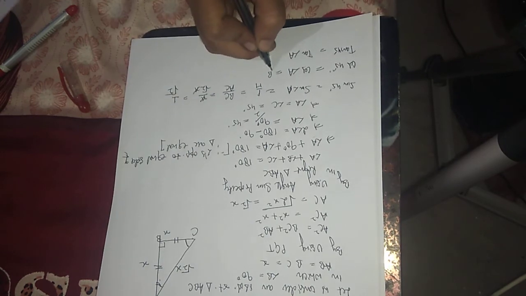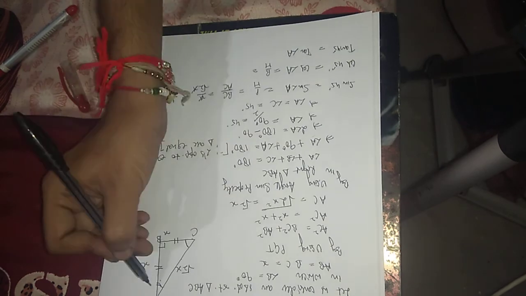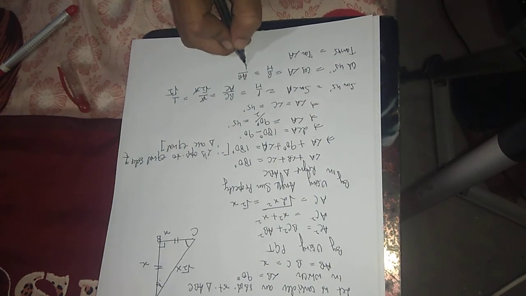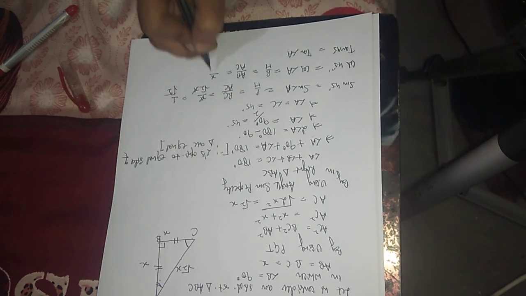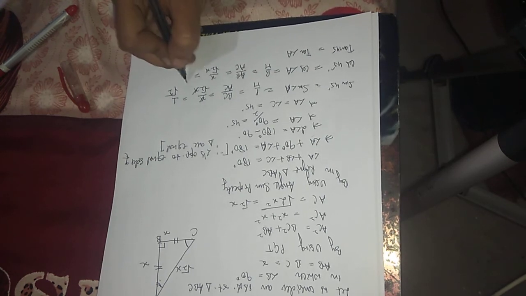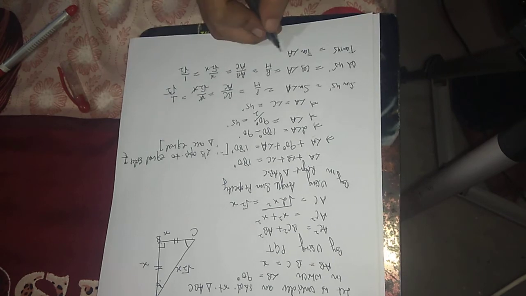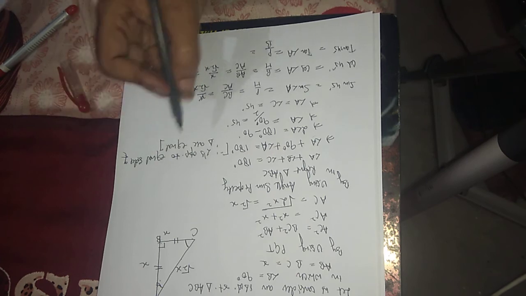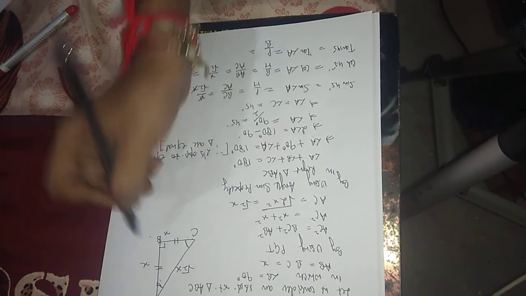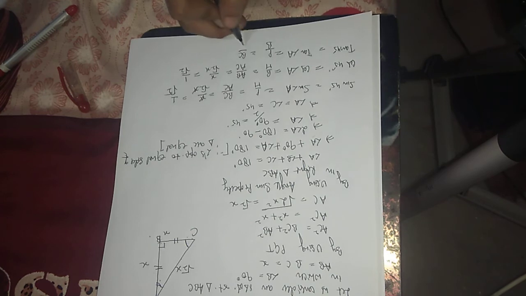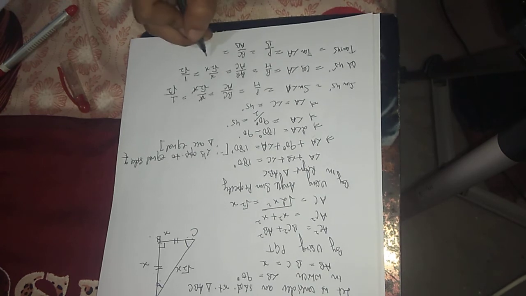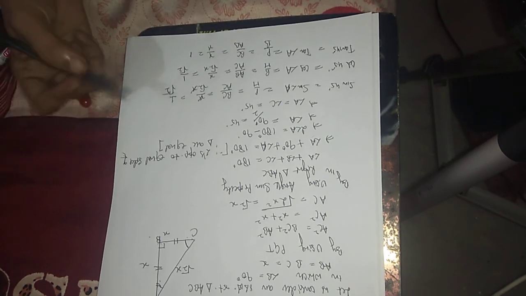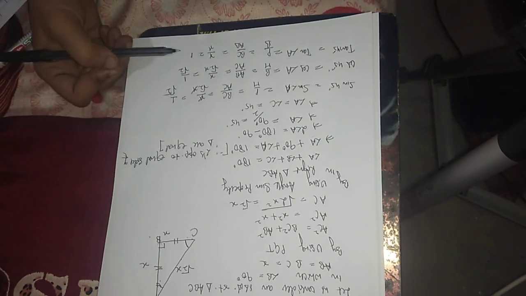Cos of angle A is B upon H. For angle A what is the base? AB. And what is the hypotenuse? AC, that is x by root 2 x. Once again it comes out to be 1 by root 2. And for tan it is P upon B, that is perpendicular upon base. For A what is the perpendicular? BC. And what is the base? AB. It's BC upon AB. So it's x upon x, which is 1.